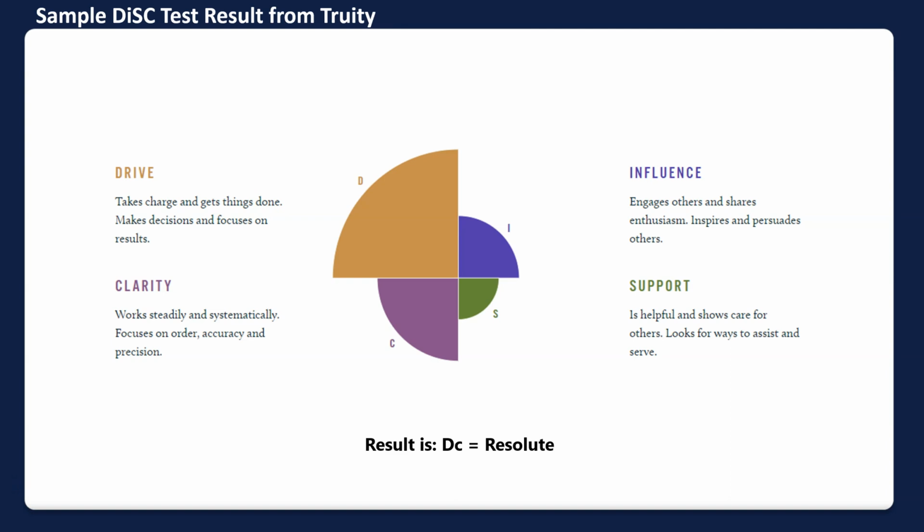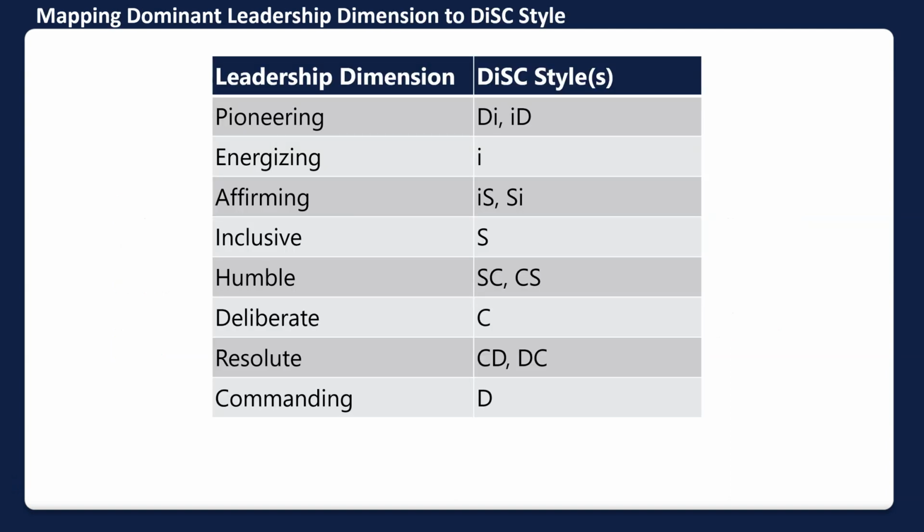Usually the way it works, Truity doesn't give you the 2-letter definition, but it'll map how big each of the dimensions are for you. So in this example, you see the biggest one's D and then C. So that would be the result, DC. And then in the next slide, you can see how that maps. So a DC is resolute, and some of these other ones you can see how they map.